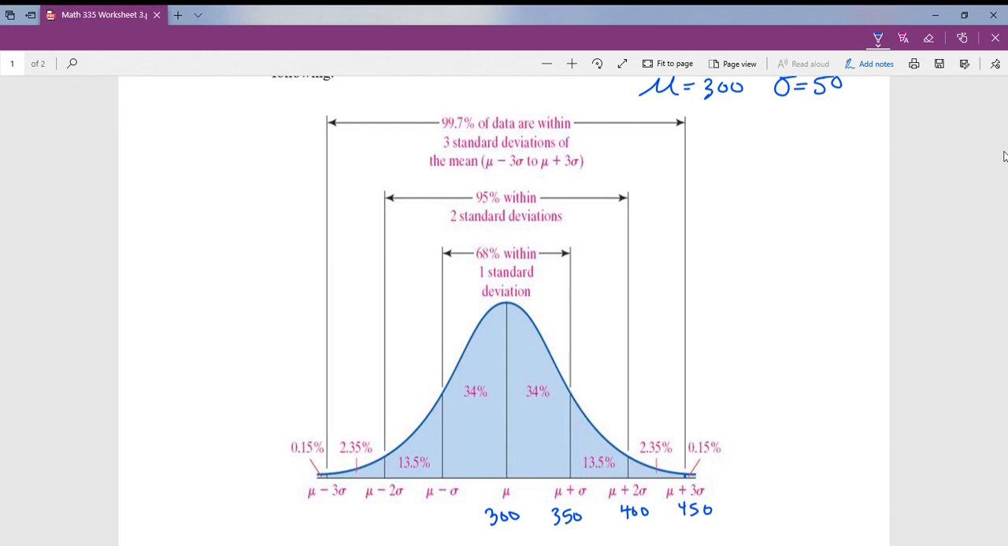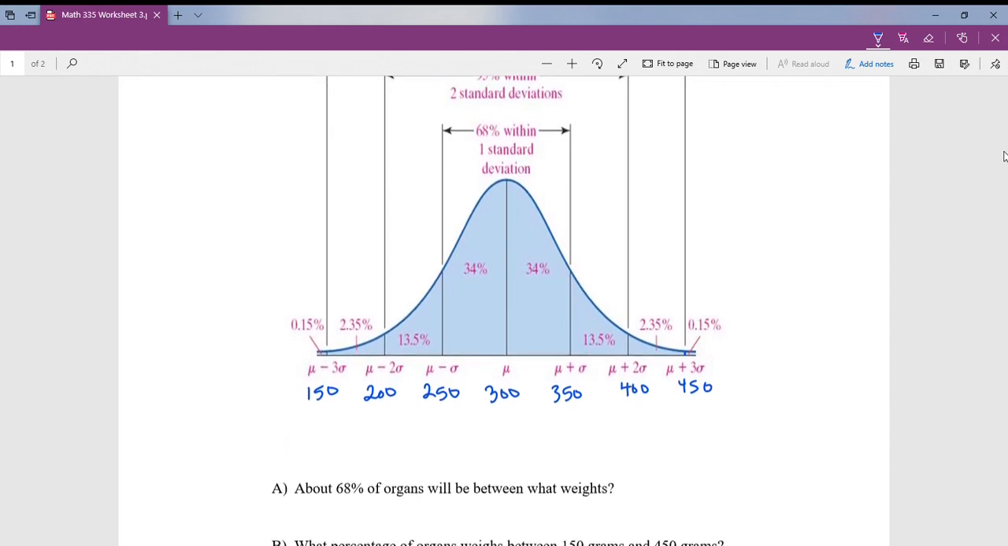On the left side, we're going to subtract our standard deviation. 300 minus 50 is 250. Subtract 50 again, I get 200. Subtract 50 again, I get 150. Now this is going to allow us to answer the questions that are coming up. So let's look at the questions.